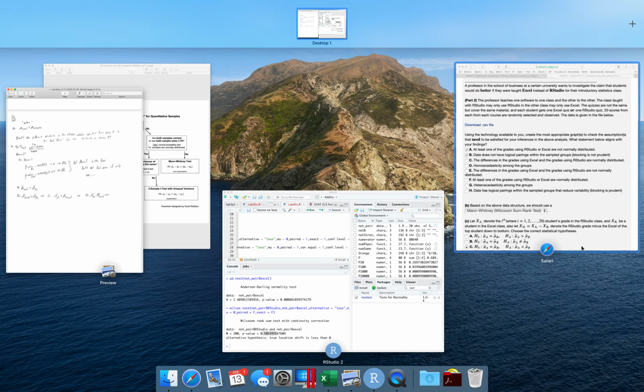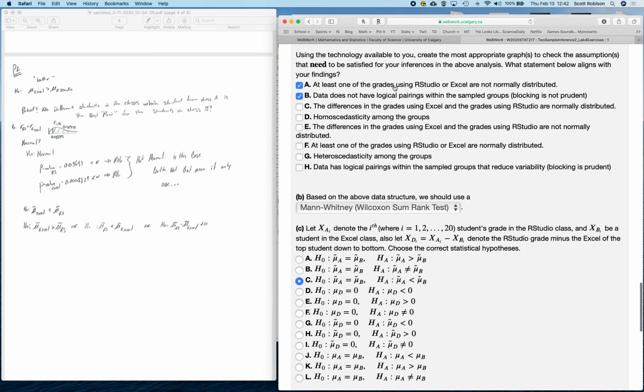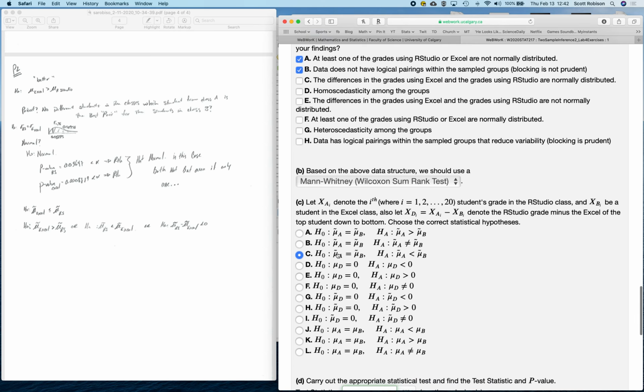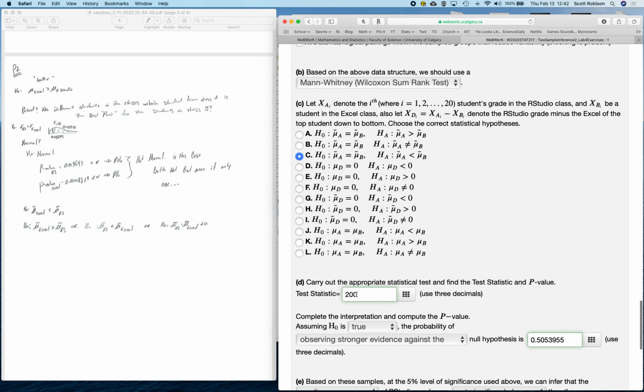Okay, so in this case, at least one of the groups was not normal, and the data doesn't have logical grouping, so that's going to be the Mann-Whitney test. How do I write the hypothesis for Mann-Whitney? I have to use the tildes on top of the mu's because I'm talking about medians, not means. What is the test statistic and what is the p-value? I just found those from R.